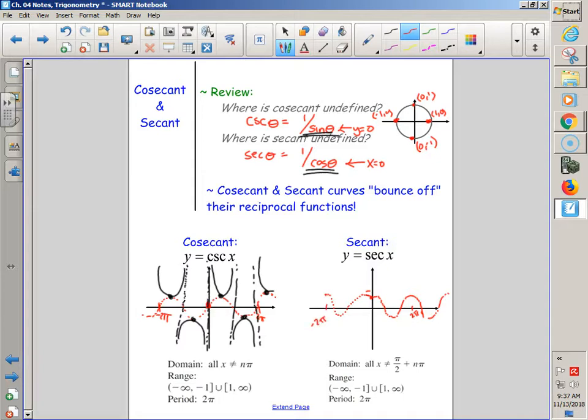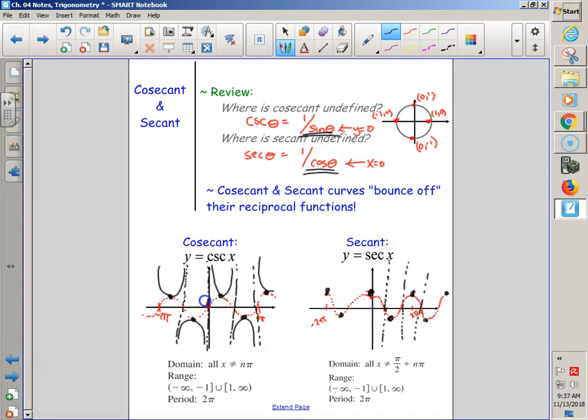So what's secant going to do? Well, every time there's a max or min, secant's going to say, hey, me too. It's like an annoying little sibling. Every time cosine has a 0, what's secant going to do? It's going to be a vertical asymptote, undefined, 1 over 0.